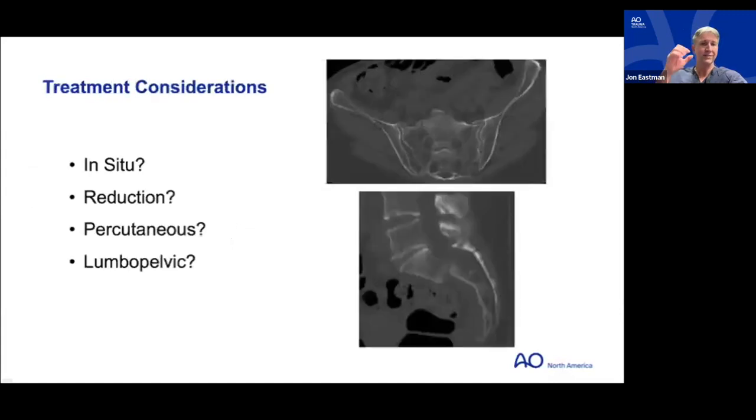And so, I mean, this is probably a whole webinar in and of itself, but Reza, any thoughts for this? I mean, again, there's paper supporting in situ fixation for some of these injuries. Reduction, how do you do it? Is this open? Is it closed? How do you start thinking about these?